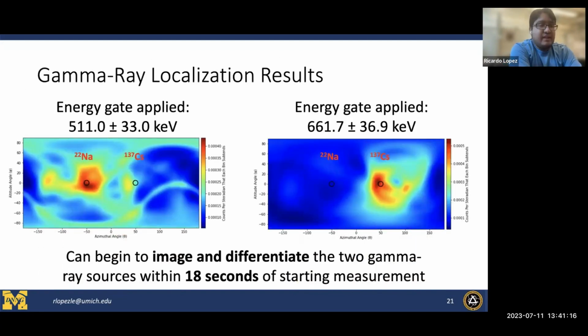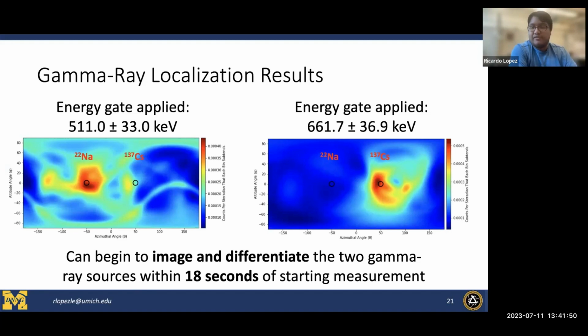So here are the results that we obtained based on the gamma ray experiment, where I used two different energy gates, one centered at 511 and the other at 662, which correspond to the emissions of the sodium and cesium sources, respectively. And what we were able to demonstrate was that, yes, not only can we image and differentiate between these two gamma sources in the same field of view, but we were able to do that within 18 seconds of starting the measurement, which is what these images are actually showing you.